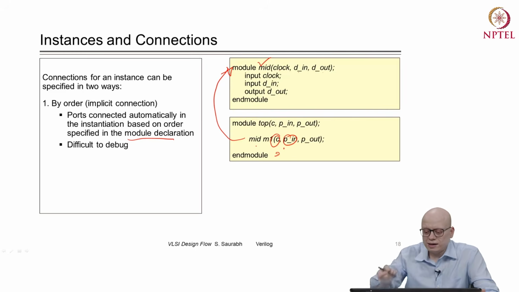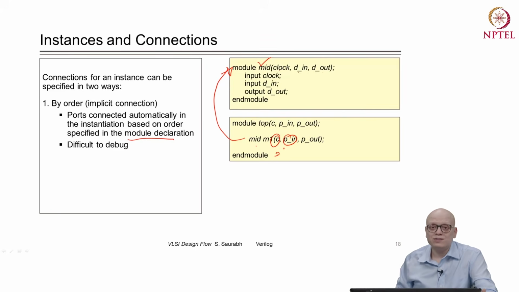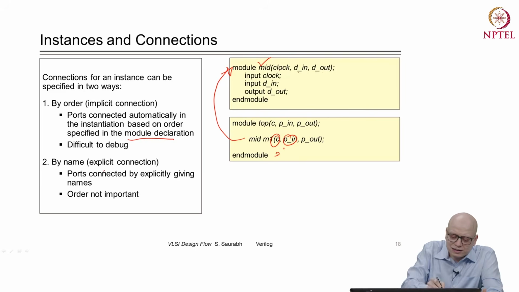Here it is only 3 ports, but in real designs you can have 100 ports in a module, and then it will be really difficult to understand which net is going to which port in the instance if we do instantiation in the implicit manner or in the order by order. So, the other way to define connections for instances is explicit connection.